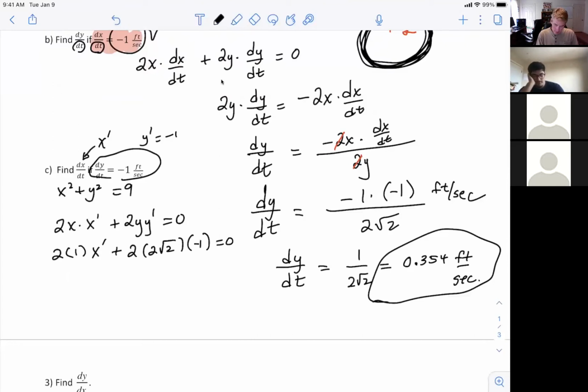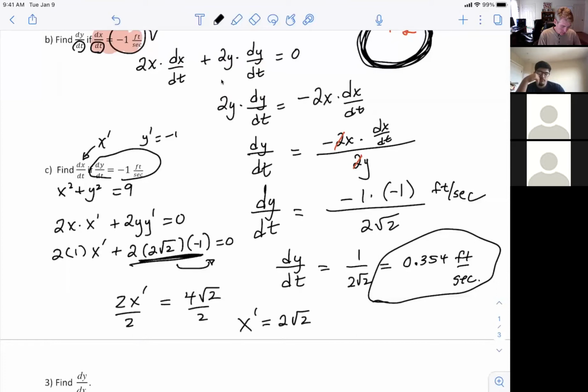So let's see, this would be 4 radical 2, but with a negative. So move it to the other side and it'll become positive 4 radical 2. And then on the left side, all that's left is 2 times x prime. And then last, just divide by 2. And x prime is going to equal 2 radical 2, which is 2.828 feet per second.